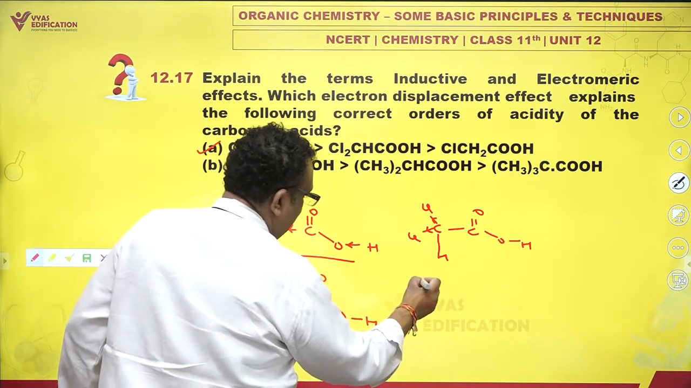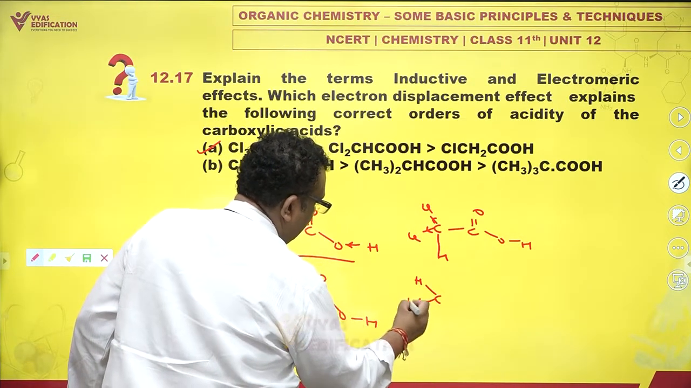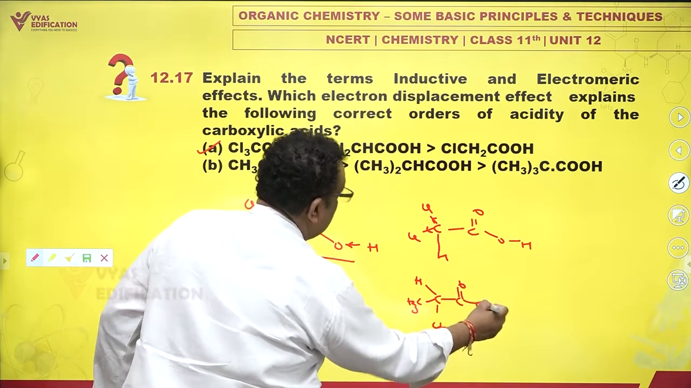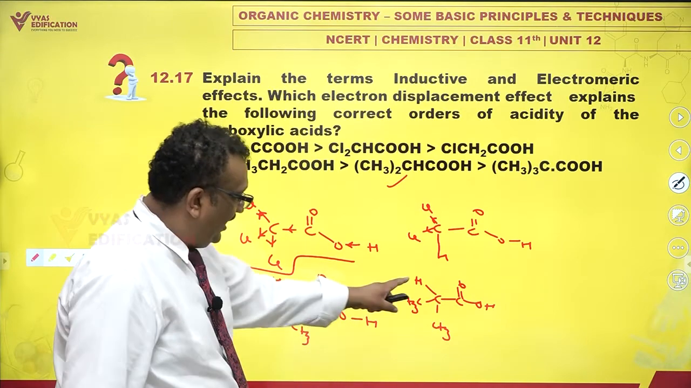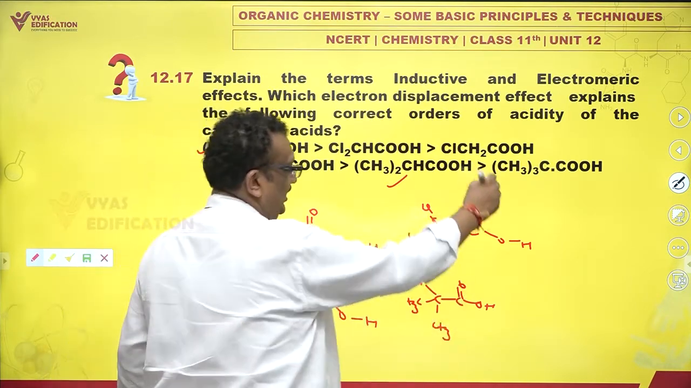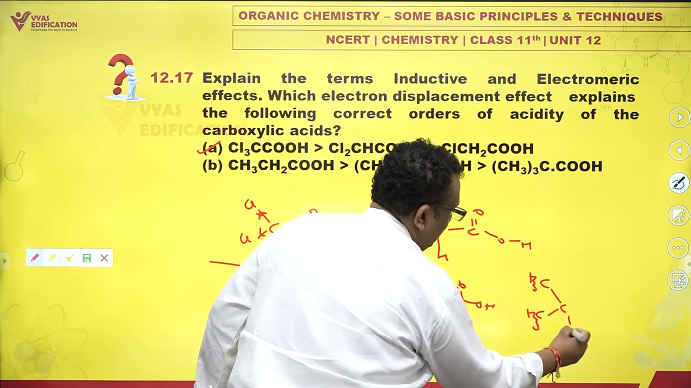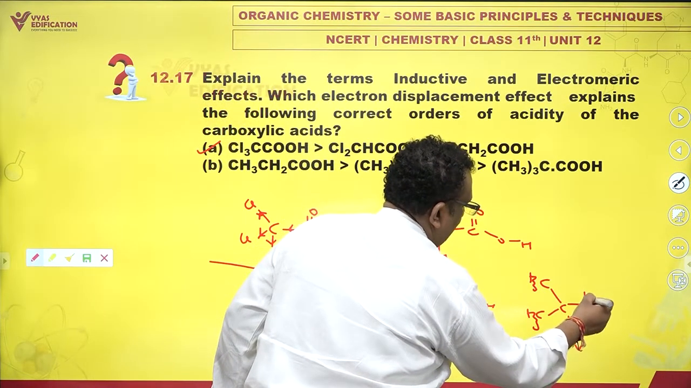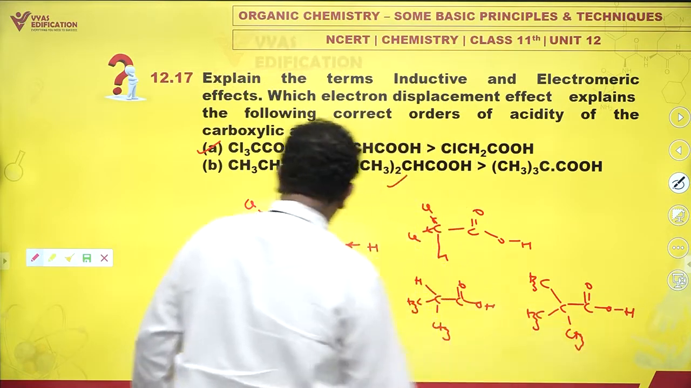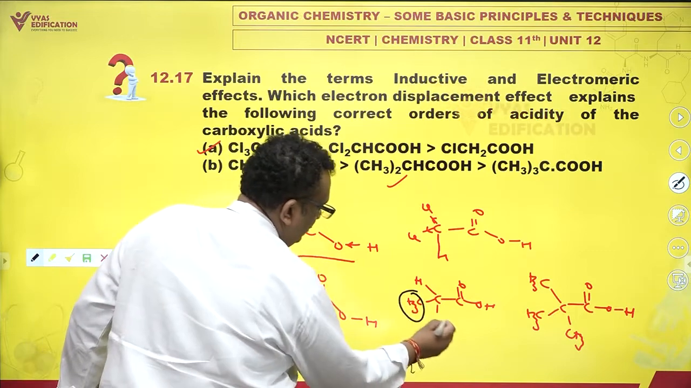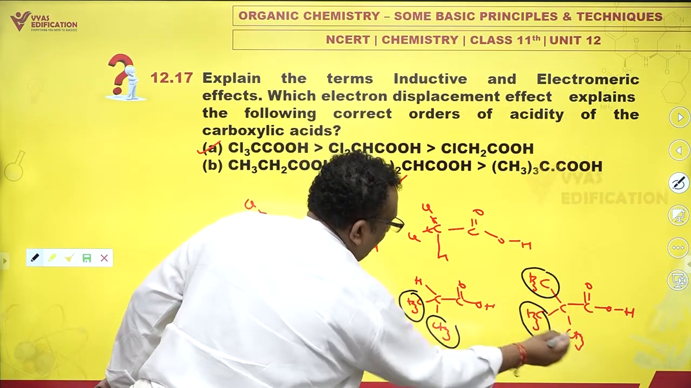If I replace these hydrogens by more and more methyl groups, which are electron releasing groups, I'll get (CH3)2CHCOOH, which is this. And if I write all 3 methyl groups, I'll get this, (CH3)3CCOOH. So please note 1, 2 and 3 methyl groups.